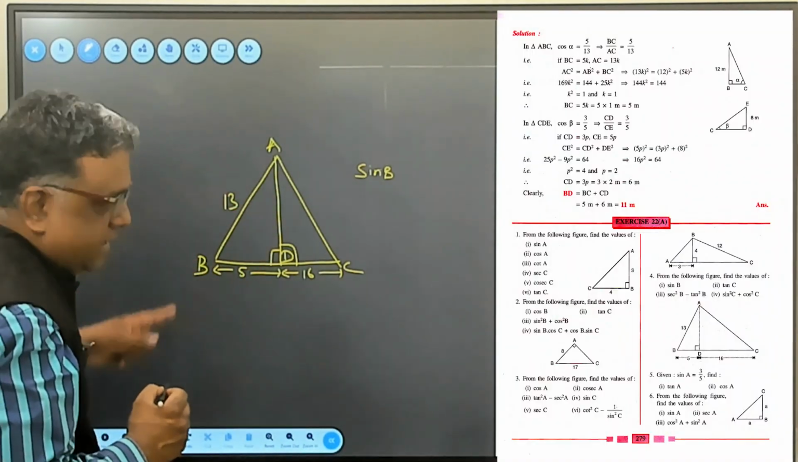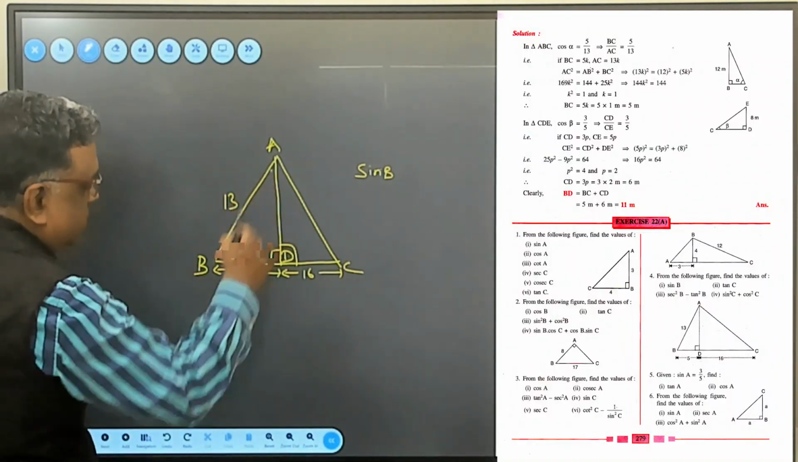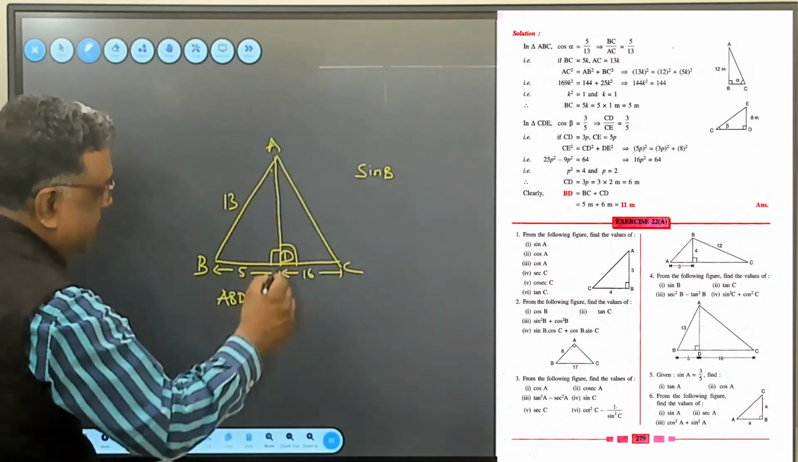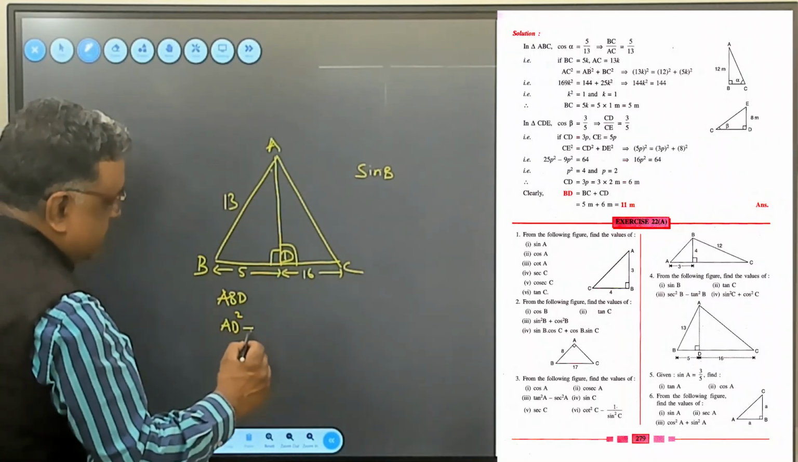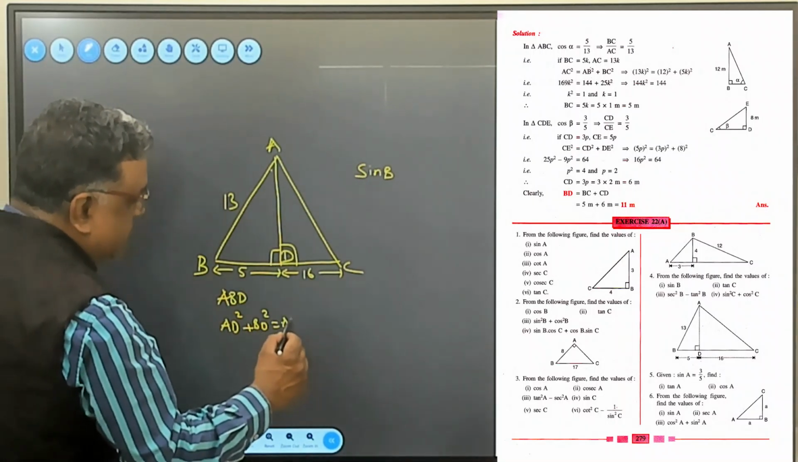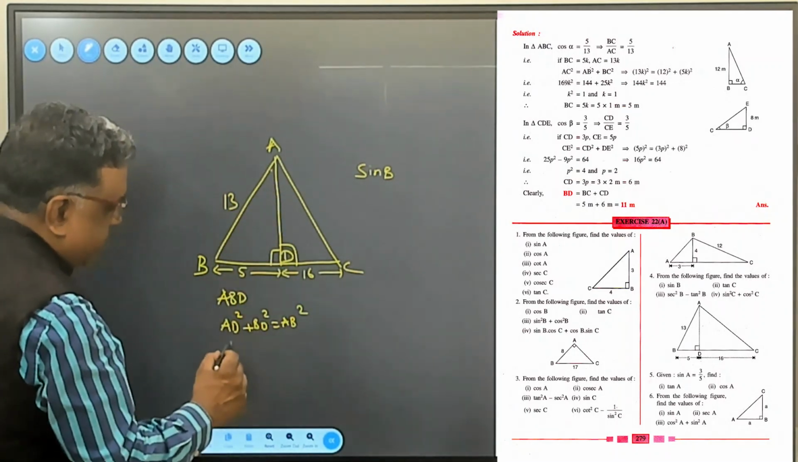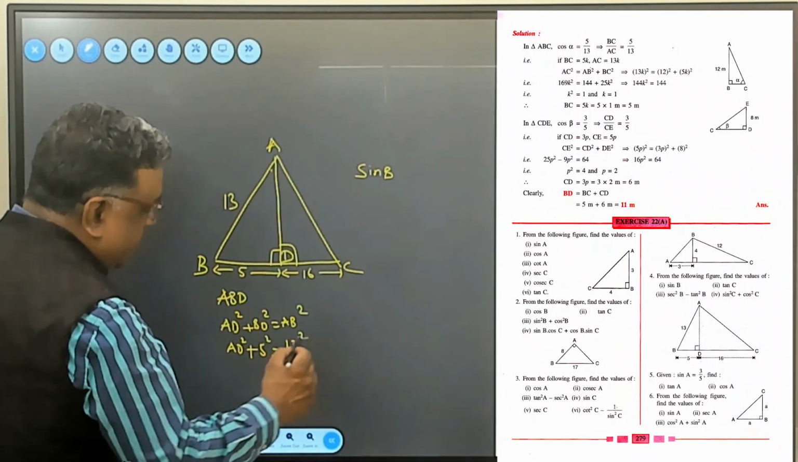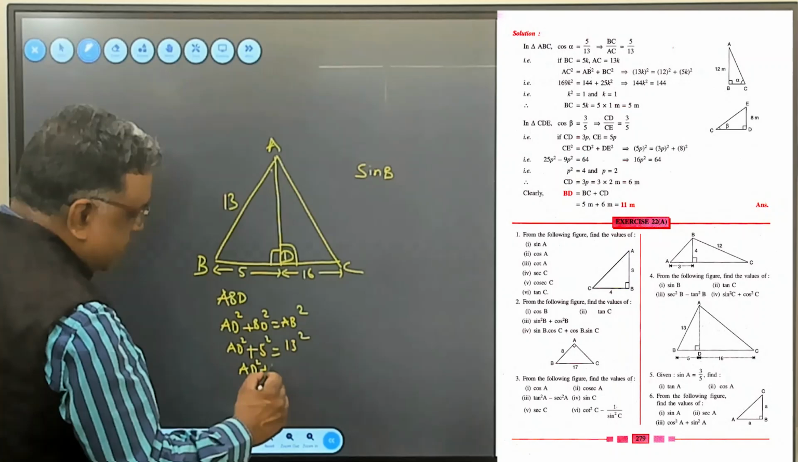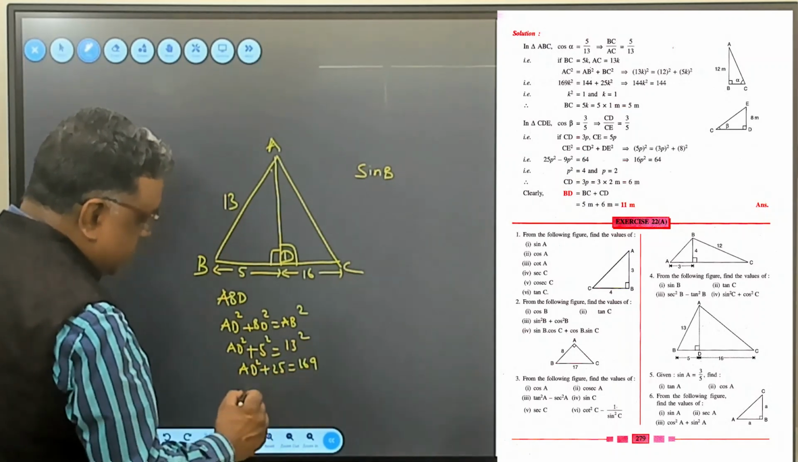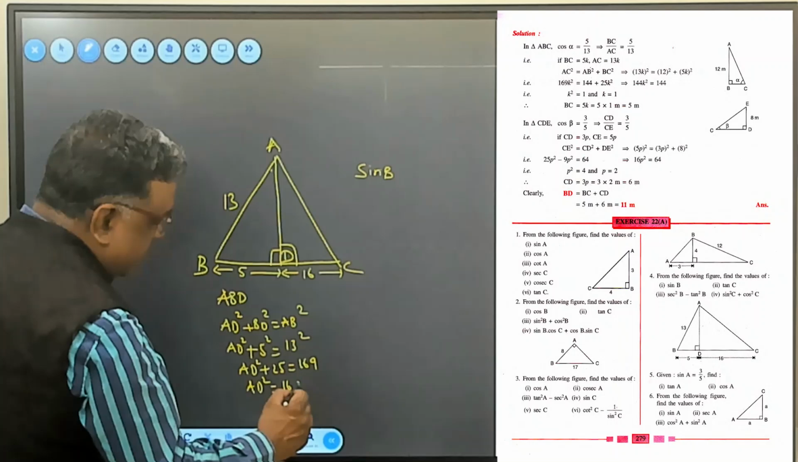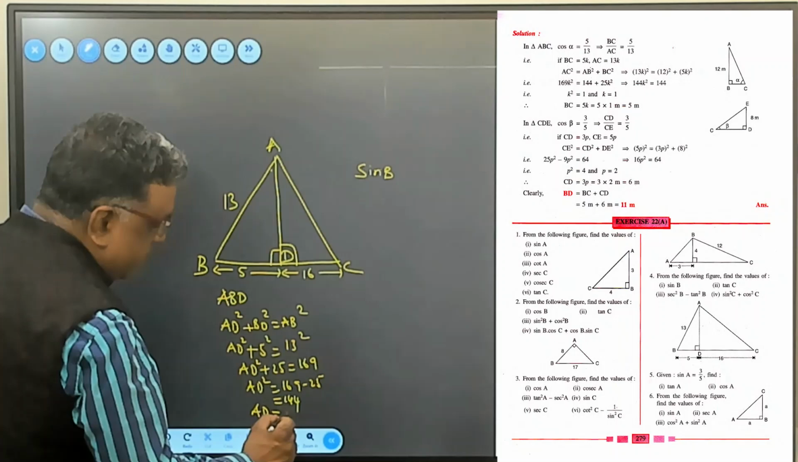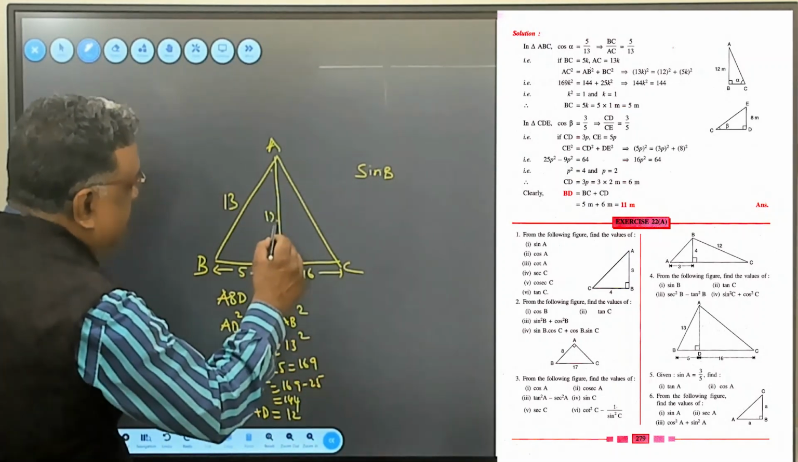Now this is a right angle triangle, so we'll apply Pythagoras to triangle ABD. In ABD, I can say AD square plus BD square is AB square. So AD I need to find. BD square is 5 square and AB square is 13 square. So AD square plus 25 is 169. AD square will become 169 minus 25, which is 144. So AD will be square root of 144, which will be 12. So this side is 12.